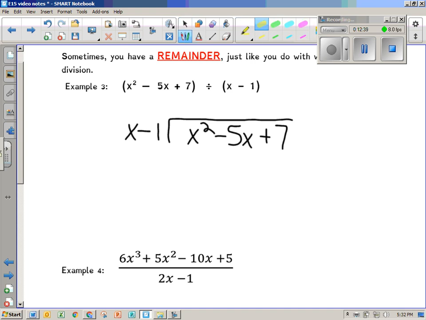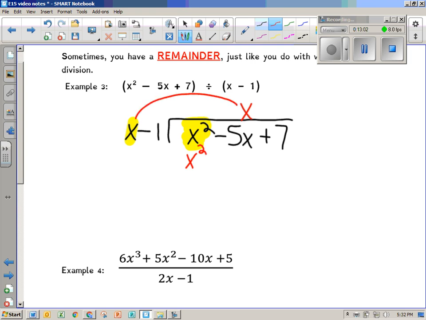Okay, so once again, let me highlight. So we can remember we're dividing x into x squared. It's always first into first. So let's think about that. X into x squared. X times what is x squared? Another x. Put it over the term that it is like. X times x is x squared.